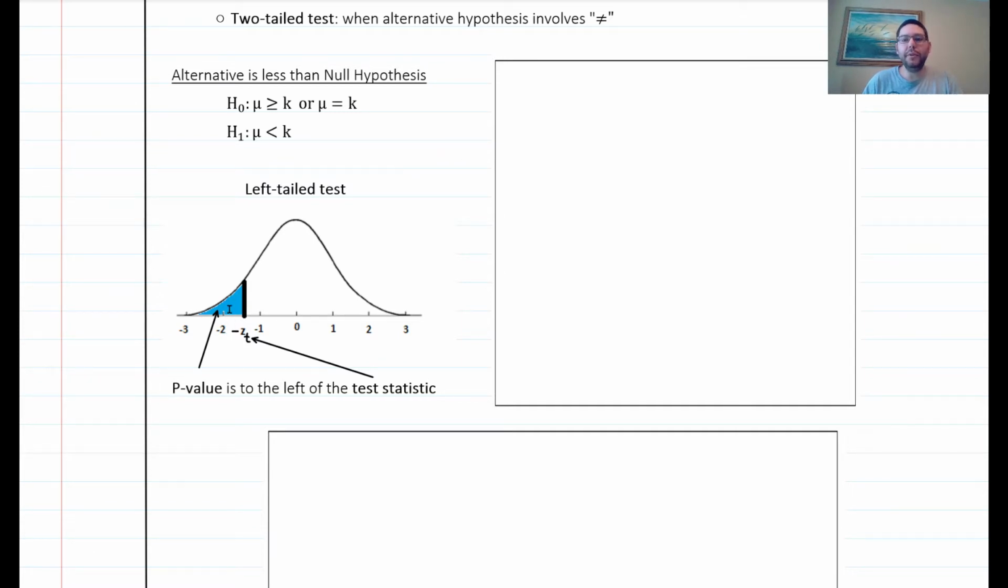But just for now, just note that the area on the left is the p-value. It represents some kind of probability. It's the area under the curve, right? So it's some kind of probability.